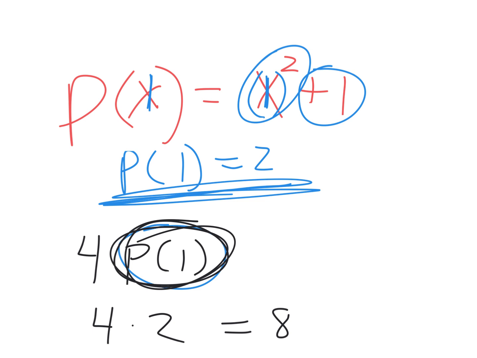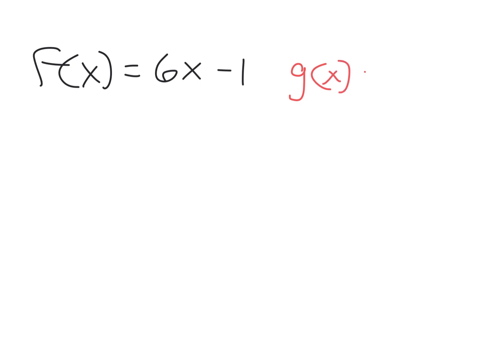All right. They get a little more complicated, but not too much worse. All right, everybody write this one down. F of x equals 6x minus 1. G of x equals x squared.